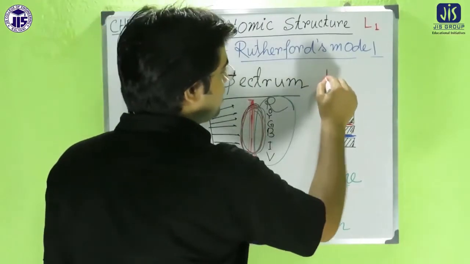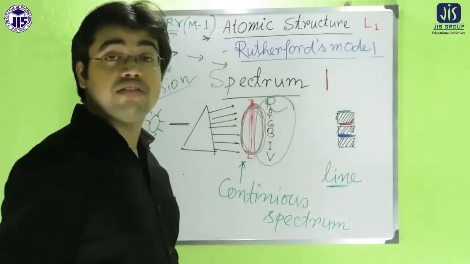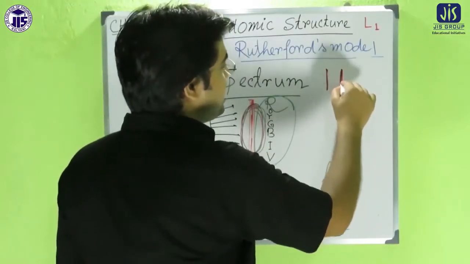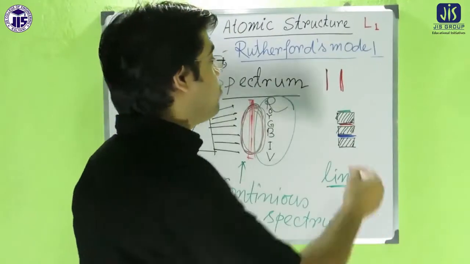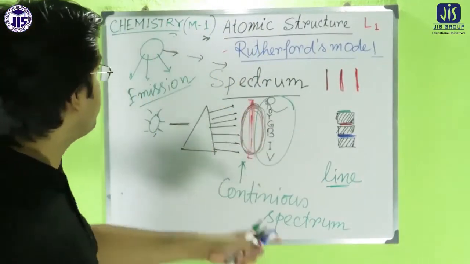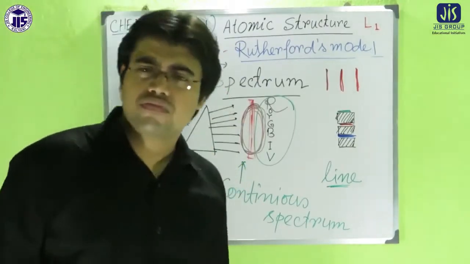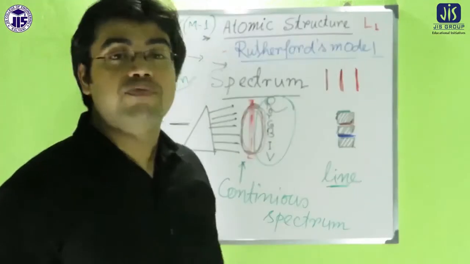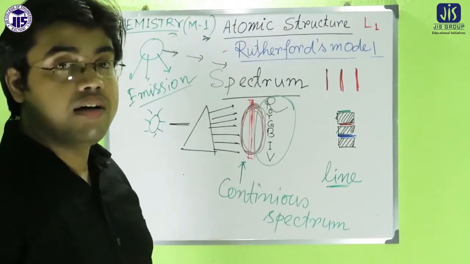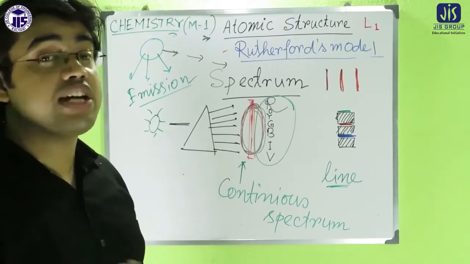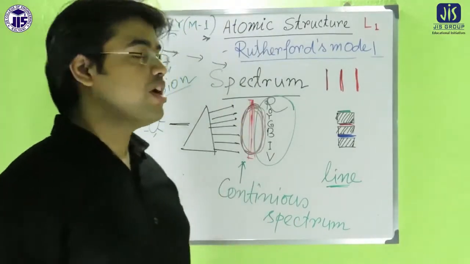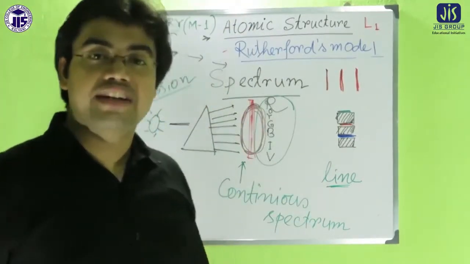So if it emits in that way, we get one line, and after that there will be a dark region. Dark region means there is no emission at that moment. Then again we get one line, then again a dark region. A line means a particular wavelength. The wavelength coming from the source, we get as a line. That's why it is called the line spectrum, because between two lines there is a dark region, which means no energy is coming from the source at that time.